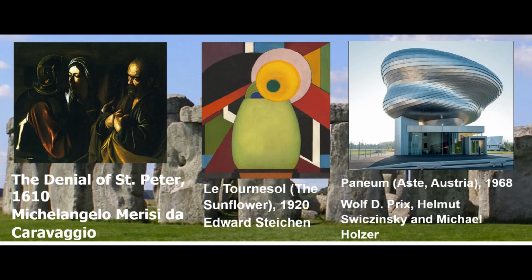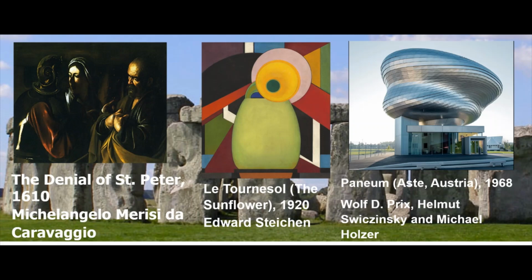The next is the Sunflower, or the Litarnisol, in 1920 by Edward Sticken. It is a colorful abstract work made from geometric shapes. So if you look at it, there are different geometric shapes dominated by a pyramid-like structure that fans open at the top. So Sticken used shapes, okay, to convey his message in this art.